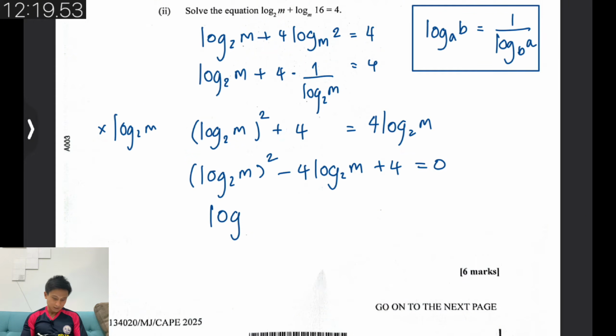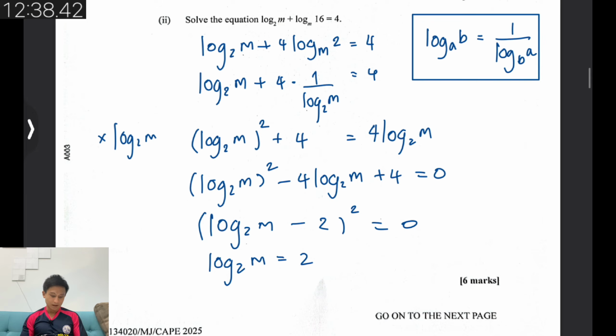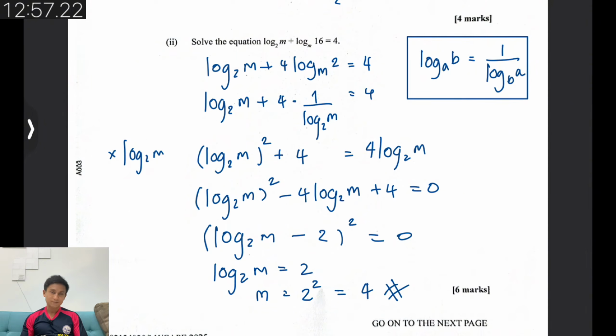So I'm going to factorize this, because this is basically a complete square. That's just minus 2 and then squared, like that. If you expand that, you're going to get this one. So that means I have log base 2 of m equals 2, just solving that bracket alone. That means if I want to make m the subject, I just undo the log base 2 here. This base will become the base of the power on the right side, and that will give me 4. So 4 is the answer. All right.